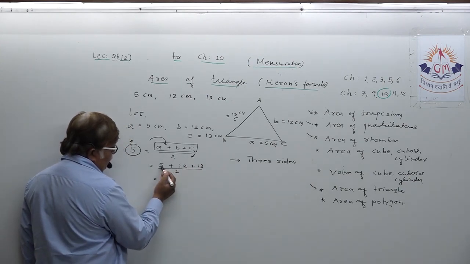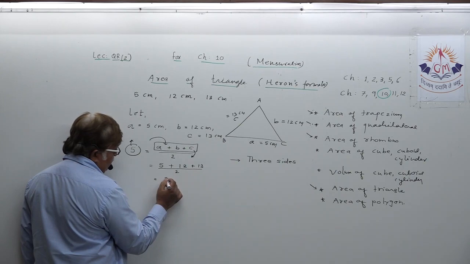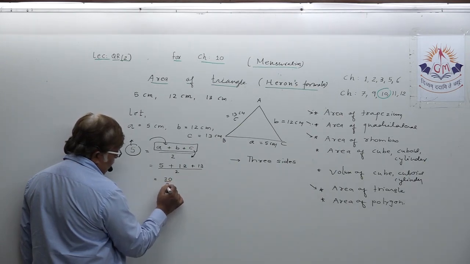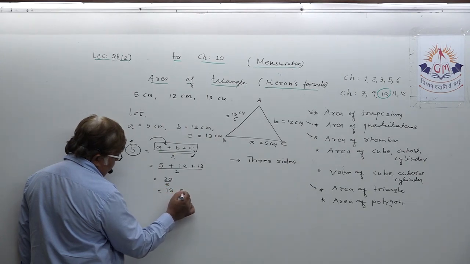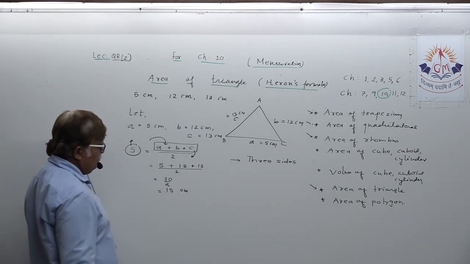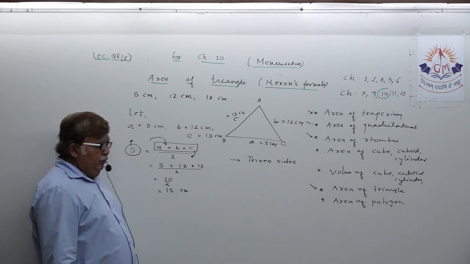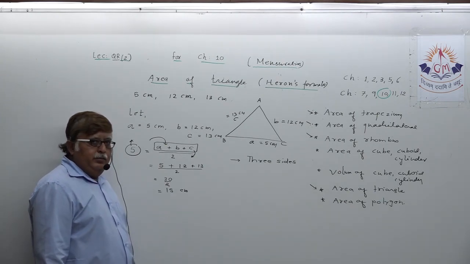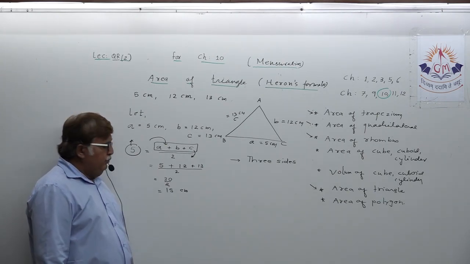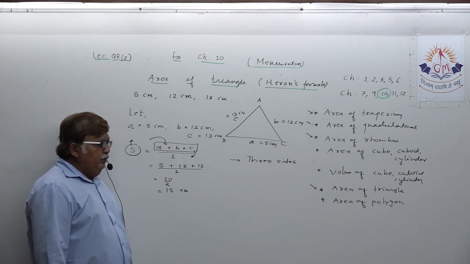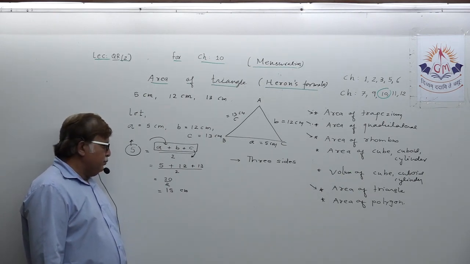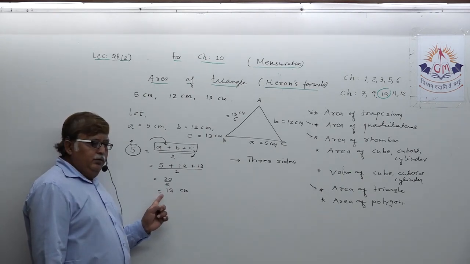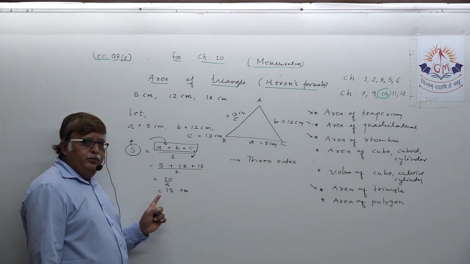12 plus 5, 17 plus 13, that is 30 upon 2. That is equal to 15 centimeter. So we got the semi-perimeter already. Okay. After you find the semi-perimeter, what is important for you?